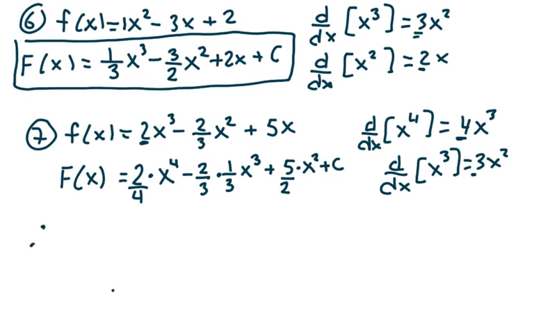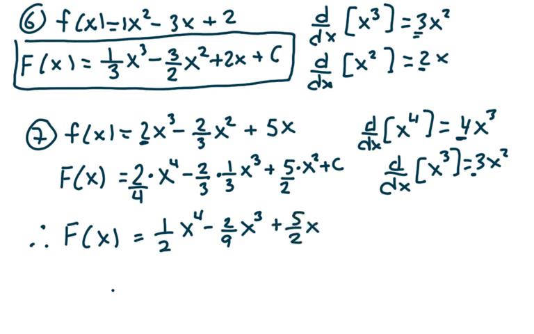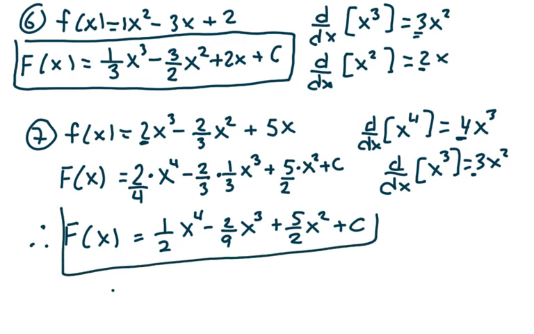So therefore, capital F of x is 1/2 x to the 4th minus 2/9 x to the 3rd plus 5/2 x squared plus c. And that's how we do problem 7. Let's take a look at problem 8.